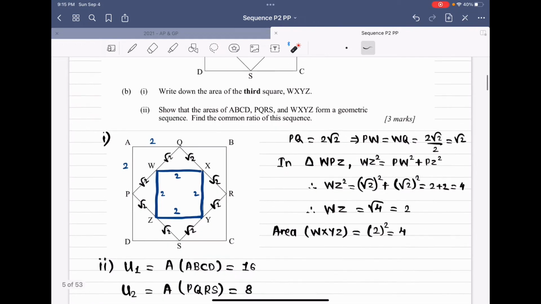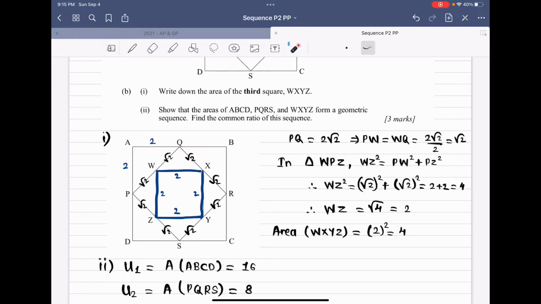So here is the diagram. We know this is 2, this is 2, so this becomes 2 root 2. When this is 2 root 2, this individually becomes root 2 and root 2. Again, we know the condition that adjacent sides of a square or rectangle always make a 90 degree angle. So you can pick up any triangle. You can see here the blue line. WX is basically the hypotenuse because angle Q is 90. This is root 2, this is root 2. So PQ is 2 root 2, so PW is root 2, WQ is root 2.